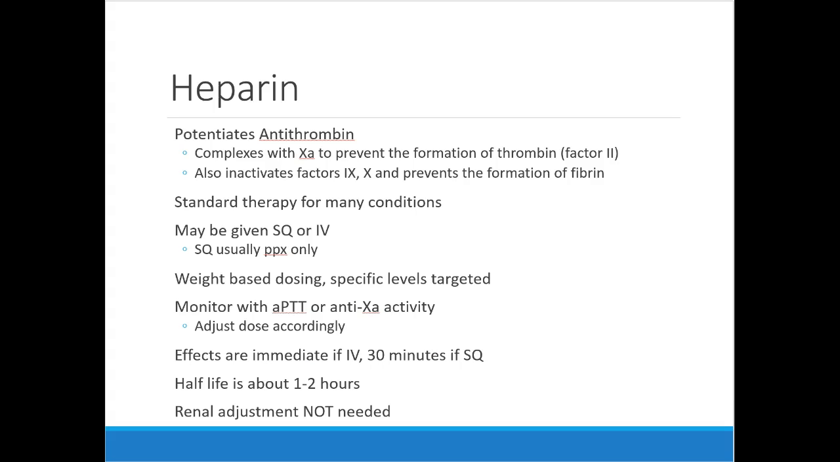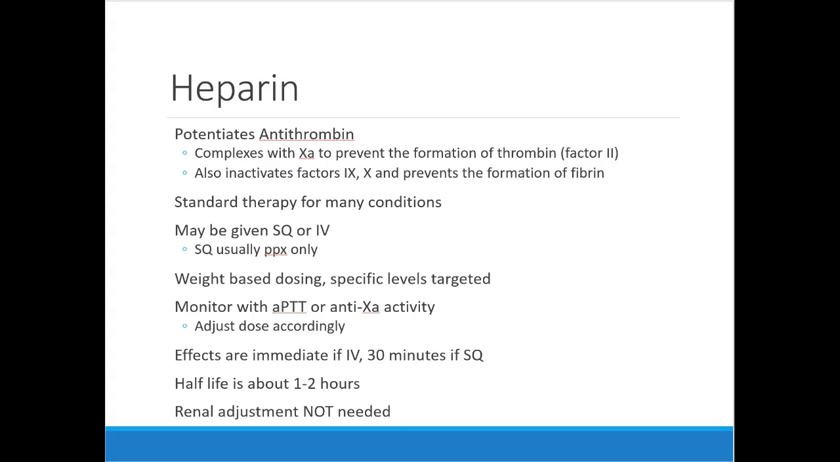All right, heparin's probably going to be the one you're mostly familiar with. Heparin's mechanism is that it potentiates antithrombin. So what happens is it complexes to 10A to prevent the formation of thrombin, which is factor 2. It also complexes with factors 9 and 10 and prevents the formation of fibrin itself. So you have a couple different mechanisms heparin does. But anyway, focusing on 10 and 2 is key.